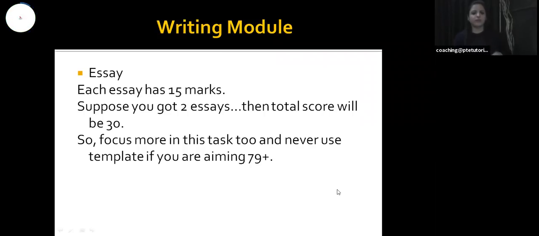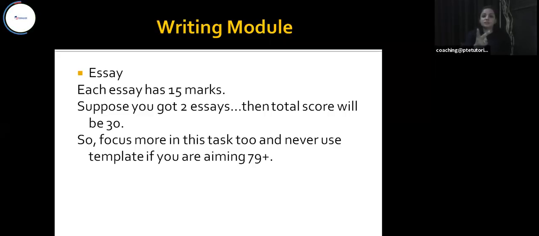Next is your essay. Each essay has 15 marks. Suppose you get 2 essays, and total score will be 30. So focus more on this task. When you get 2 essays, sometimes no doubt it will be very tiring in exam when you have to write 2 essays, completely tiring one. And after that you have 2 more modules to answer.